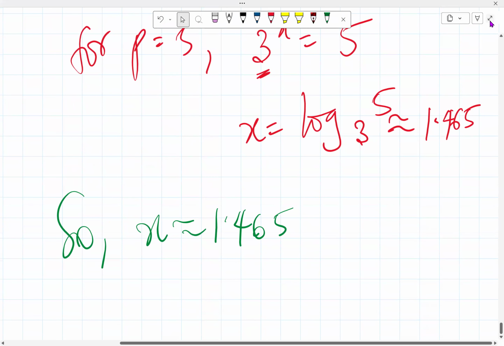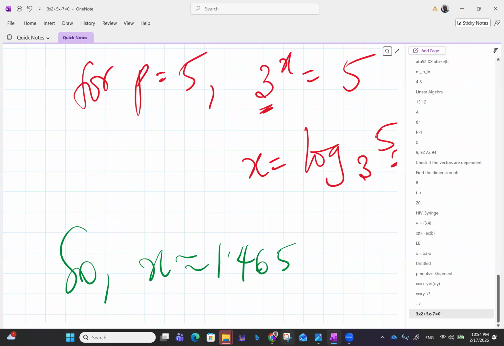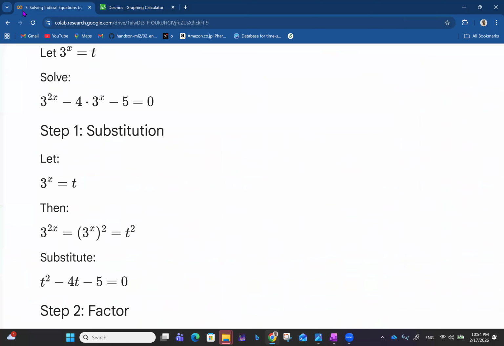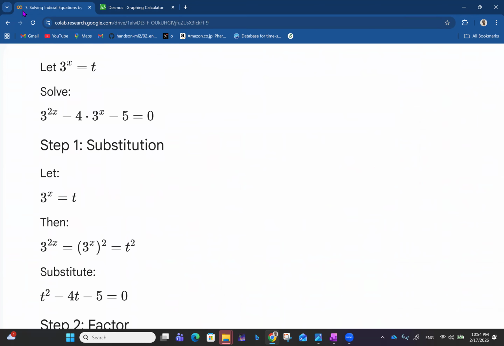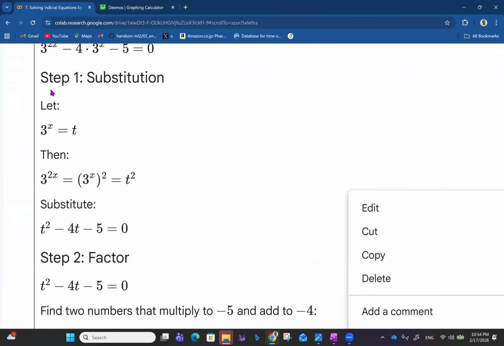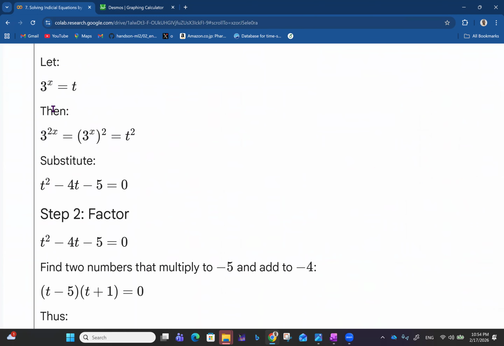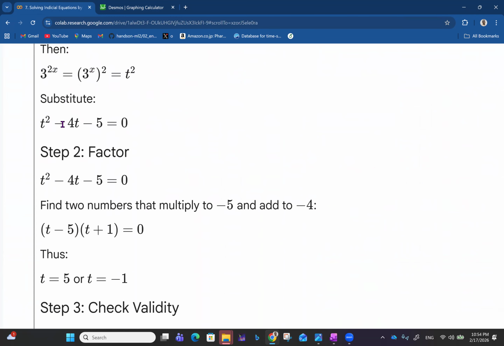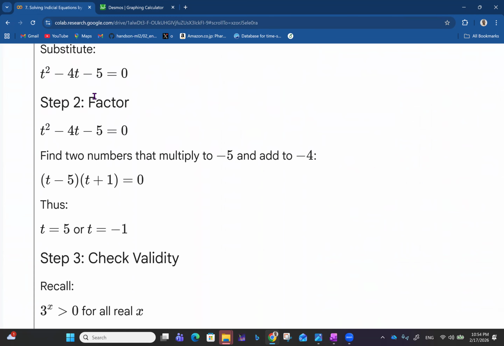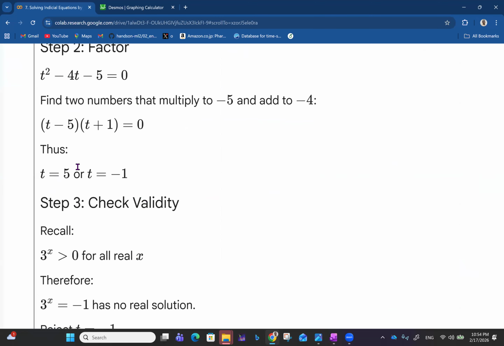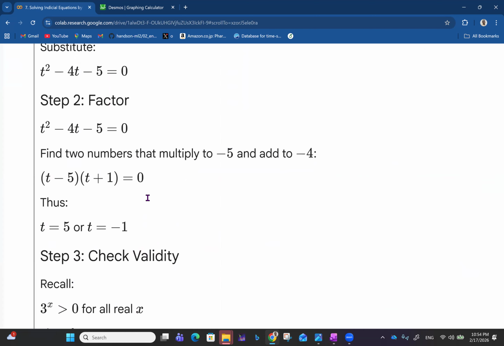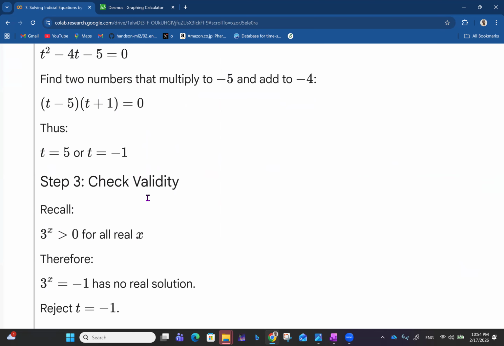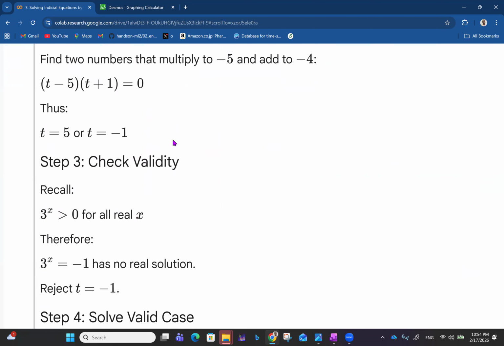If you go to the note now, that's exactly what you get. In all the process, you select 3 raised by x as t, and if you do that here, we have 3 raised by 2x, and all the things I did. So t squared minus 4t minus 5, then find two numbers that multiply. I explained all of that. So we have 5 and minus 1. Then we now check. We ended up getting 5 and minus 1.